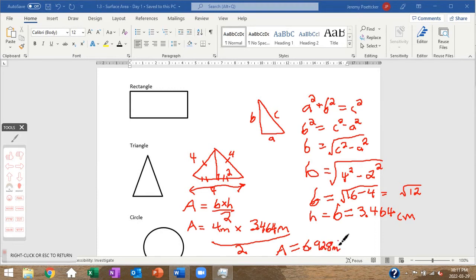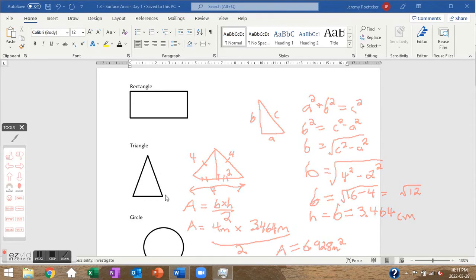Right. So, the easy one is if you already are given the height. The harder one, or at least longer one, is if you're not given the height, you're just given the slant lengths. Then you've got to use Pythagoras to calculate the height. So, here we go. Let's move on to the circle. Circle, by comparison, is quite nice.